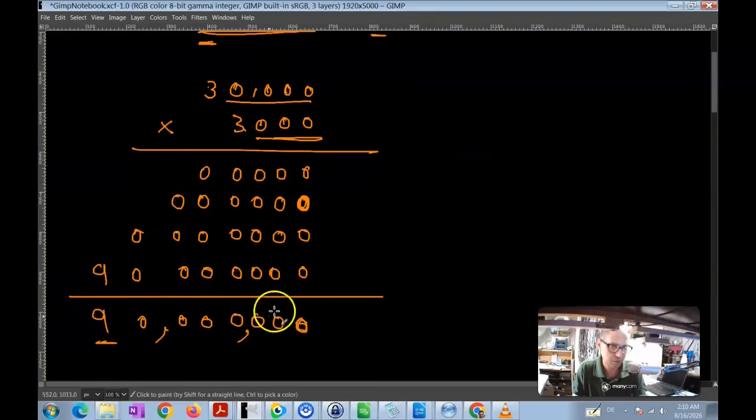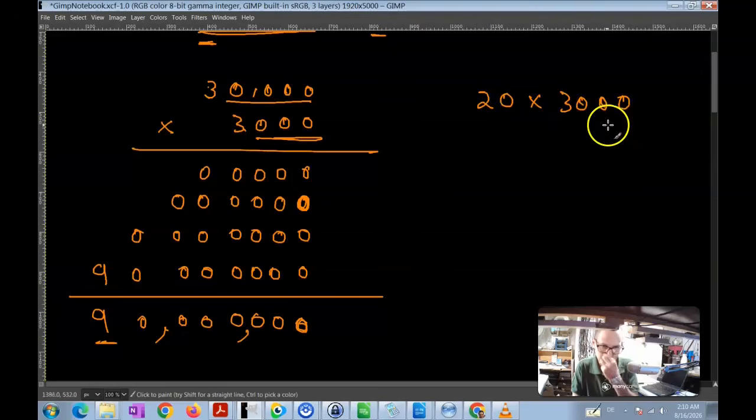Now, if you repeat this for any two such numbers, for example, 20 times 3,000, you would simply multiply 2 times 3 equal to 6, and then you have 4 zeros over here. That becomes 60,000.